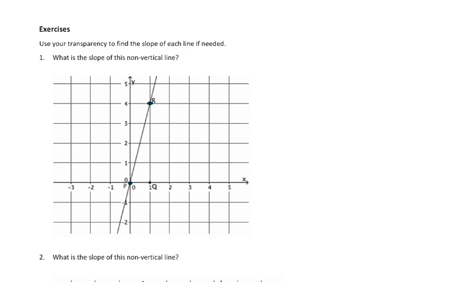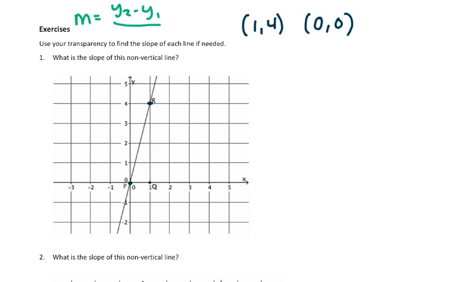And we want to figure out the rate of change for the line. So we need to look at the point. So we have R is at (1, 4), P is at (0, 0). And our formula for slope is m equals y2 minus y1 over x2 minus x1.